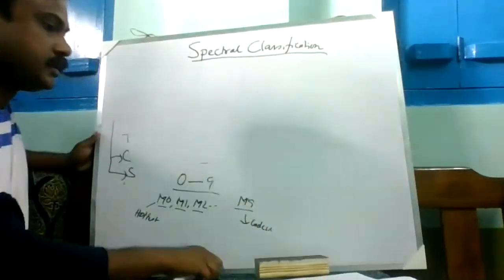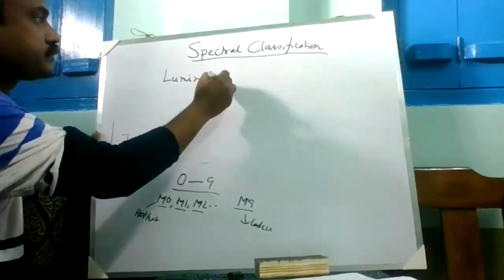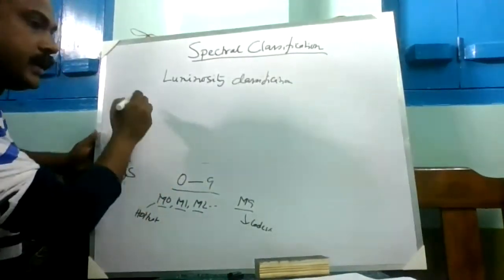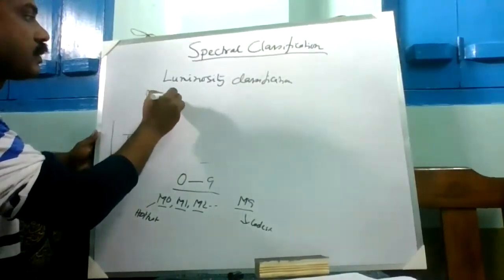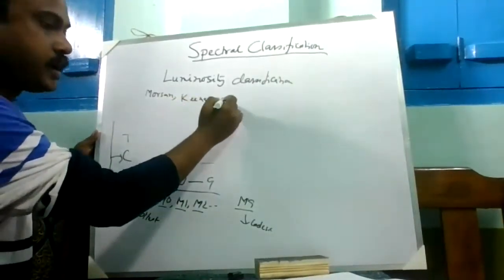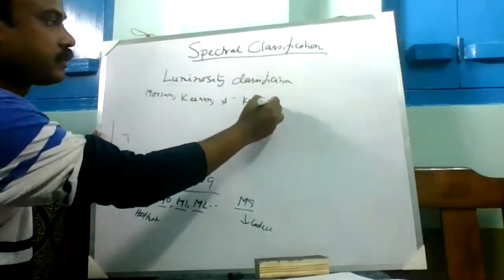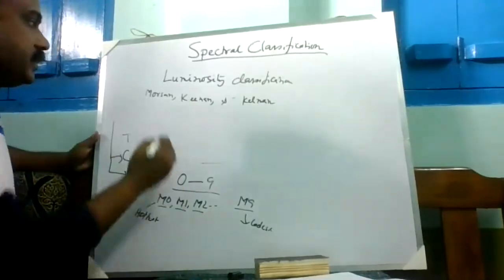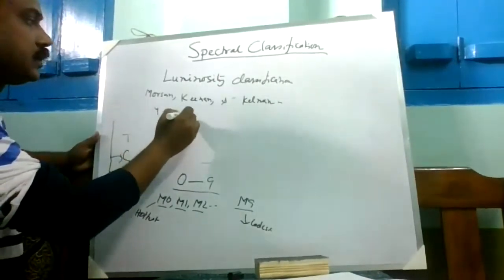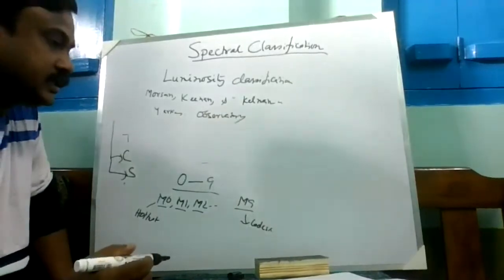Based on the luminosity, the Yerkes classification was made. This was done by Morgan, Keenan, and Kellman at the Yerkes Observatory. Yerkes is the name of the observatory. That's why this classification is termed the Yerkes spectral classification.